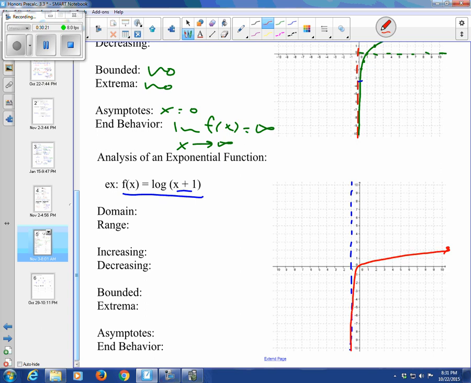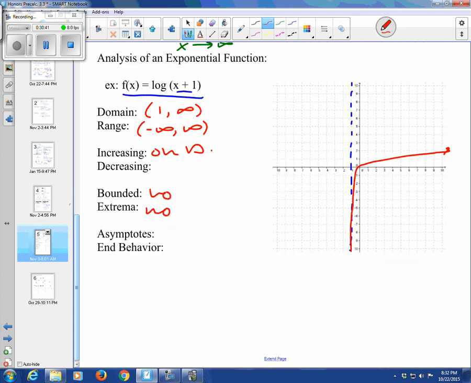Again, domain. Why don't you guys go ahead, well, I mean, it's not much to analyze all this. Right here, the domain is going to go from negative 1 to positive infinity. The range, of course, is negative infinity to positive infinity. Increasing on its domain. And right here, decreasing nowhere, is it bounded? No. And then right here, no extrema. And we can now say that we've got an asymptote, but this asymptote is going to be at x equals negative 1, right? From our transformation there. And right here we can say the limit of our f of x, in this case, as x goes out to positive infinity, is still positive infinity.